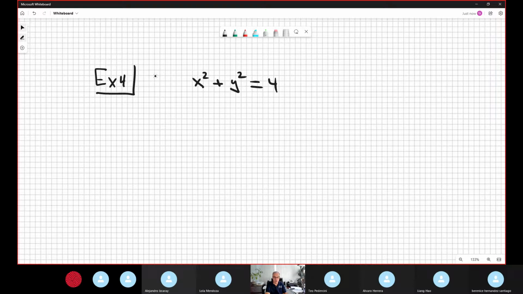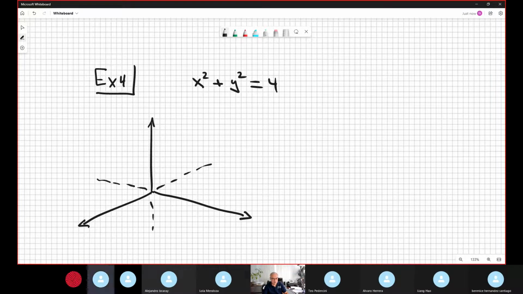So my question was, repeat it, try again. Not necessarily you, another student. x squared plus y squared equals 4. In the two-dimension plane, I 100% agree with you, it's a circle. But in a three-dimension context, what is that? Help me, guys, please. A cylinder? Exactly, a circular cylinder. By the way, what is the radius? 2. Excellent. This is the idea.